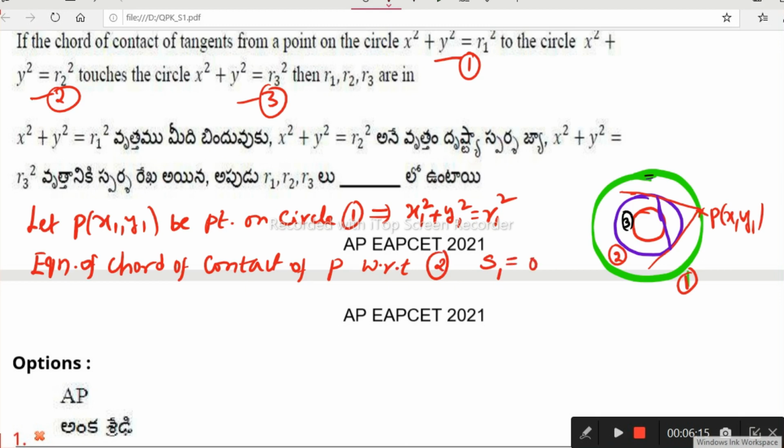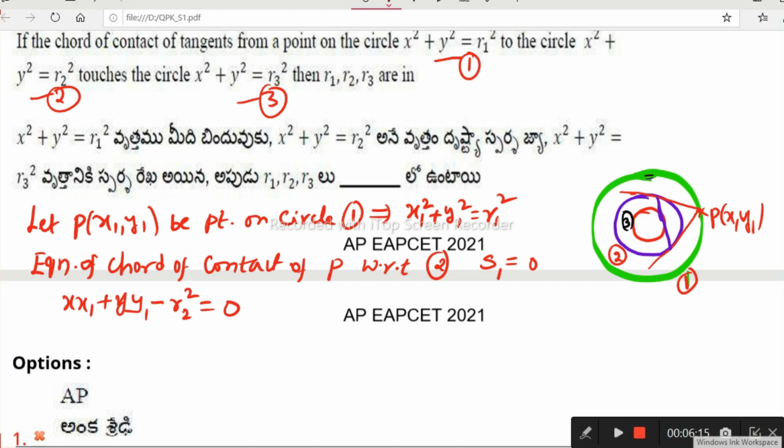Here we can use the second circle. The second circle is x square plus y square is equal to r2 square. How can you write S1? That is x x1 plus y y1, minus r2 square is equal to 0. This is the chord of contact, which is tangent to circle 3.